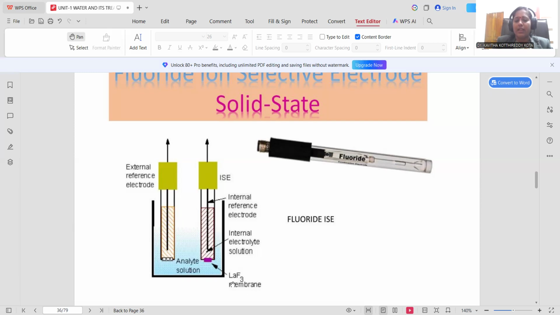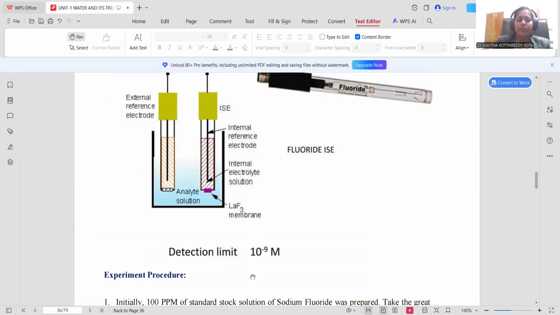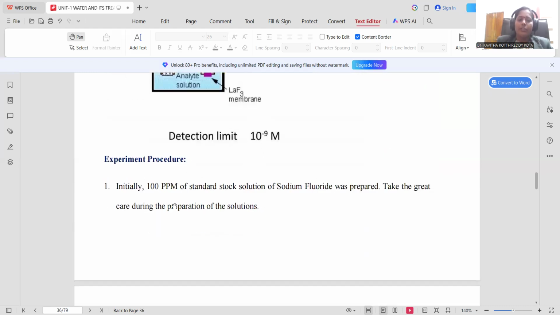You can notice the lanthanum fluoride membrane that is present over there. Whenever these two are inserted, the fluoride ion potential difference can be measured by using a potentiometer, right? How to do the experiment?